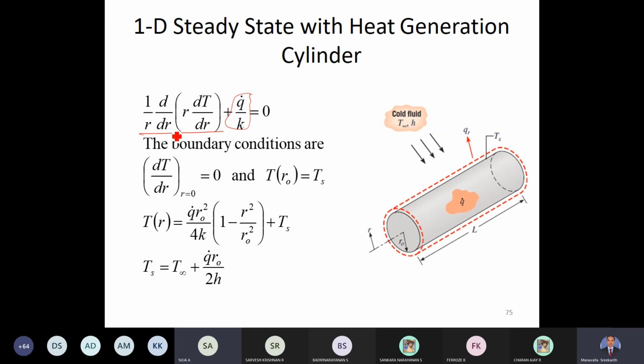Here we have the one-dimensional conduction term, and then we have this heat generation term. Again, the boundary conditions: at r = 0, let us say at the center point, dT/dr = 0. Now, how did we get this? Can somebody tell how we got this boundary condition? Remember, this is not a cylindrical shell, this is a solid cylinder. The outside temperature is T = Ts at r = Ro, where Ro is the outer radius. So this is the outer surface, and on the surface the temperature is Ts. But at the center, at r = 0, dT/dr = 0. Now this condition comes from the symmetry.